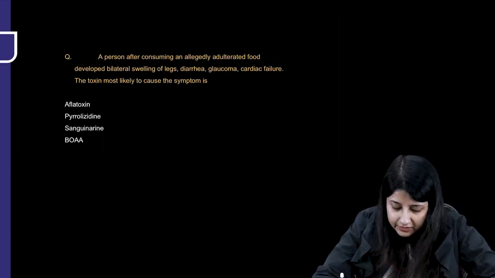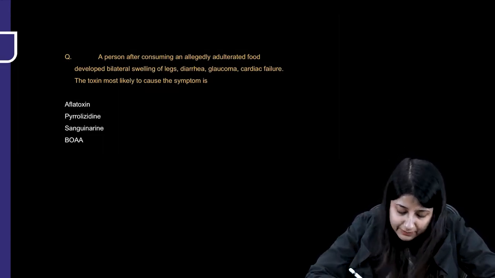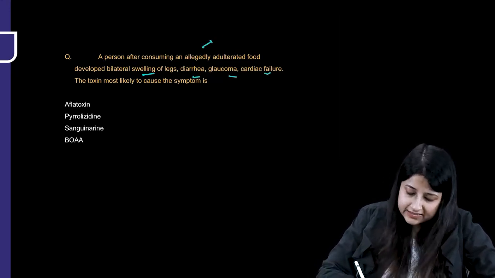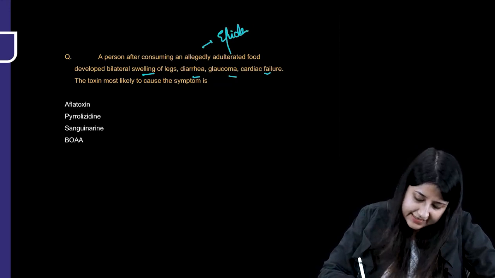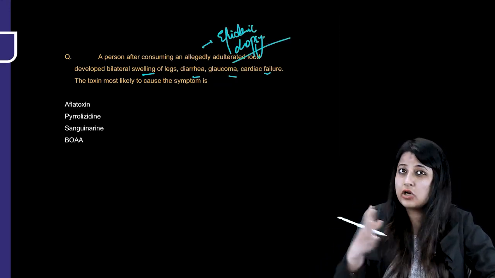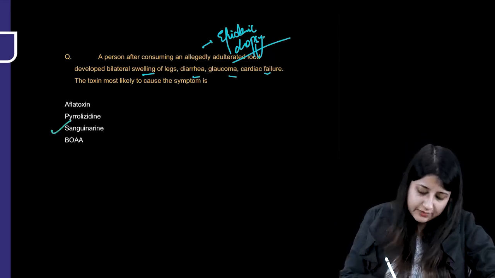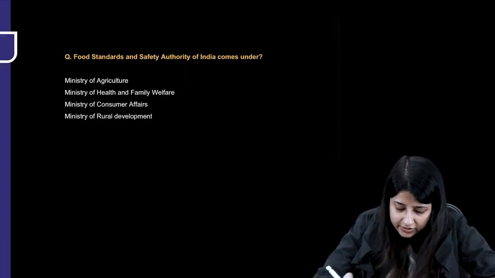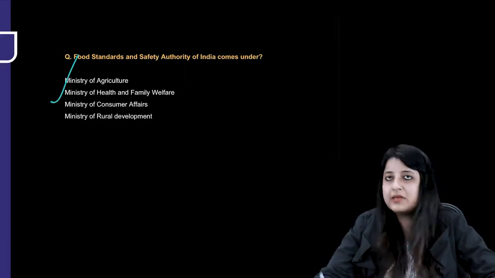All right, now see over here, a person after consuming an allegedly adulterated food product develops bilateral swelling, diarrhea, glaucoma, cardiac failure. So what is it? So this is what? Epidemic dropsy, right? This is an example of epidemic dropsy. Mustard oil contamination with argemone oil, and what is the toxin? Sanguinarine. Okay? Food Standards and Safety Authority comes under Ministry of Health and Family Welfare.